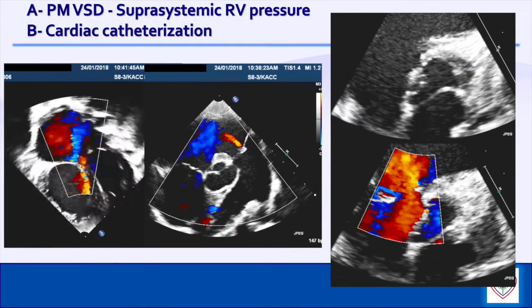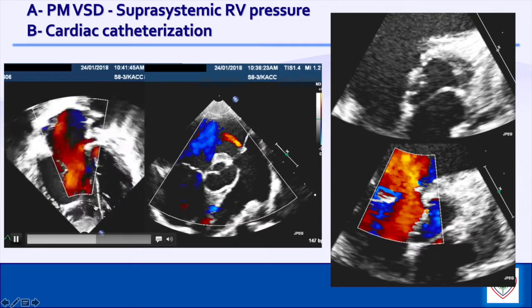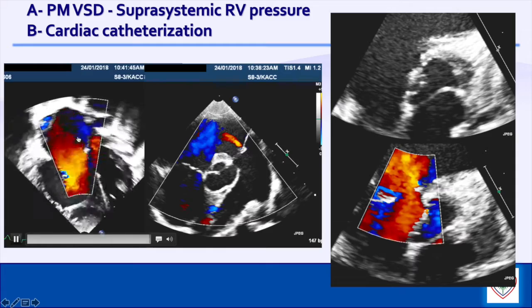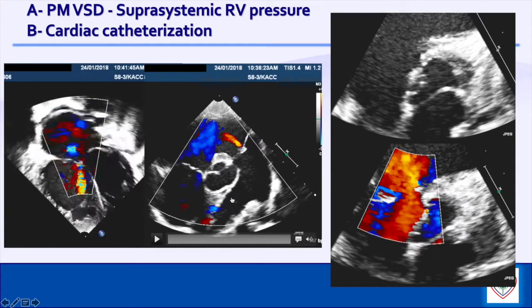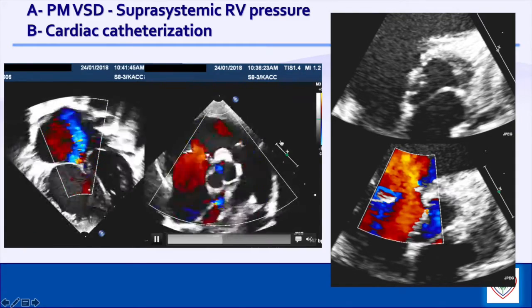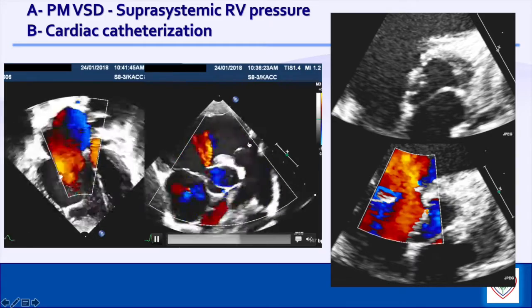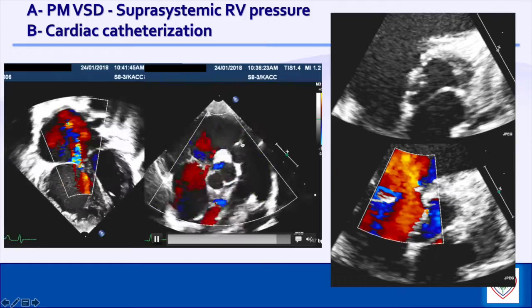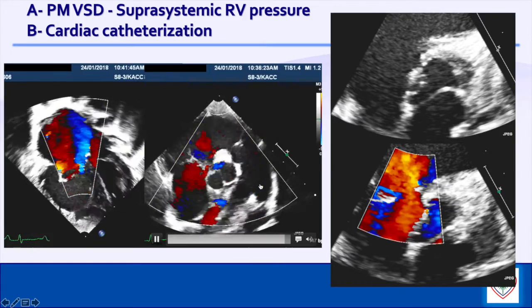This is the same patient. We are looking from apical four chamber with color, and you can see there's significant tricuspid valve regurgitation here. There is also pulmonary valve regurgitation and dilated pulmonary arteries.